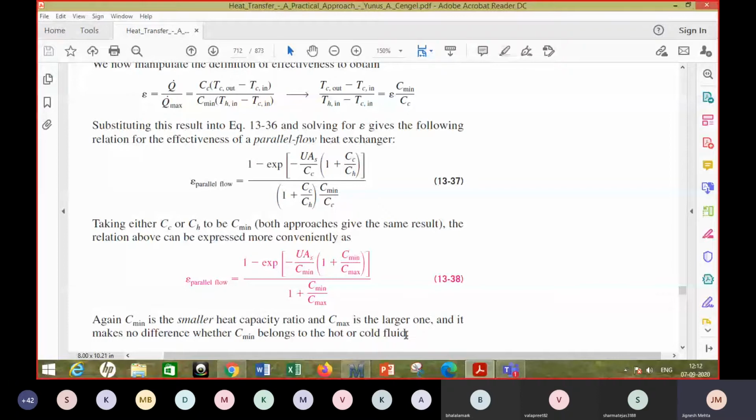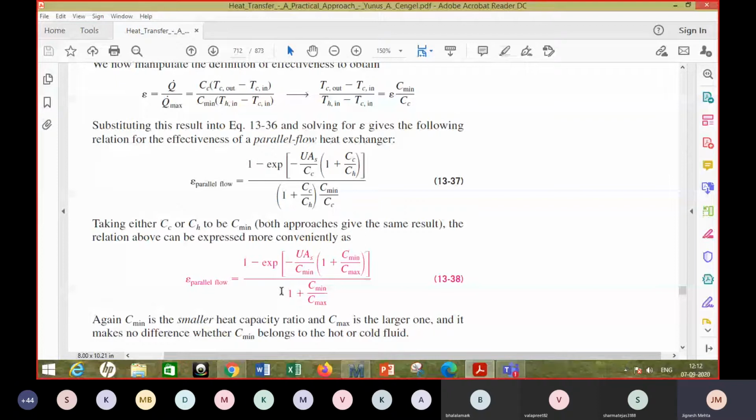So for the parallel flow heat exchanger, this is the formula that may be used. UAS upon C minimum is nothing but NTU. You can see that effectiveness is a function of NTU, and C minimum upon C maximum is nothing but the ratio, that is CR. So it's a function of NTU and CR. If you are able to find out NTU and CR, you can find out the effectiveness.